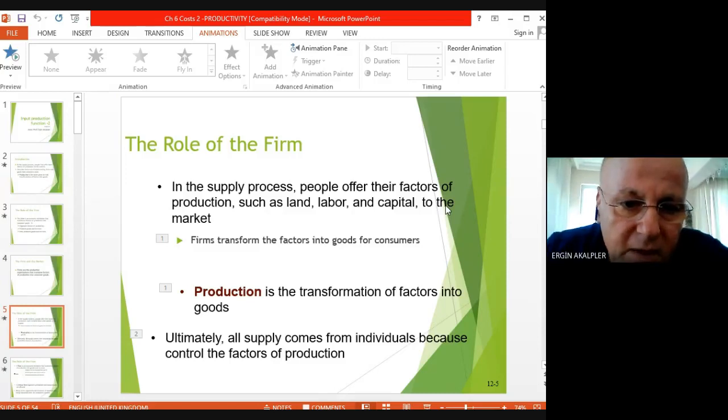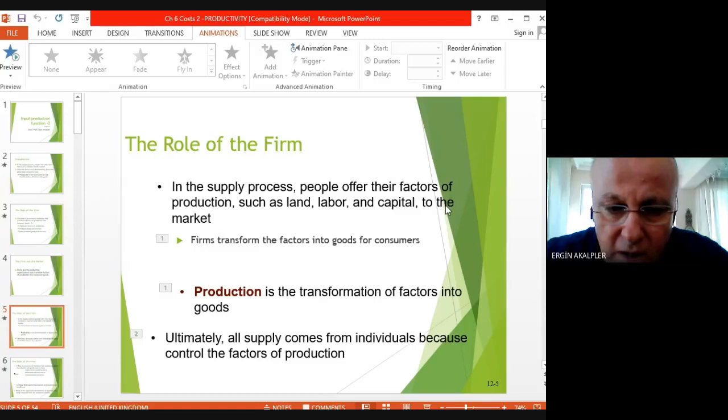Role of the firm in the supply process: people offer the factors of production, where land, labor, and capital are introduced and created effectively for the market. The firm transforms the factors of production into goods and services and offers them to the consumers as much as possible at reasonable prices. Production is the transformation of the factors into goods and services. Therefore, it is important, as I mentioned to you, and ultimately all supply comes from individuals, because control of the factors of production depends on the household owner.